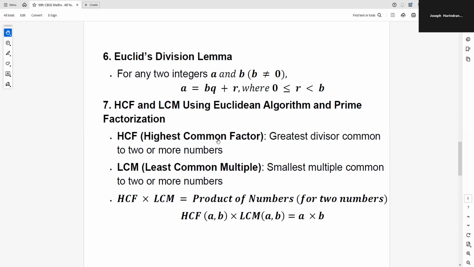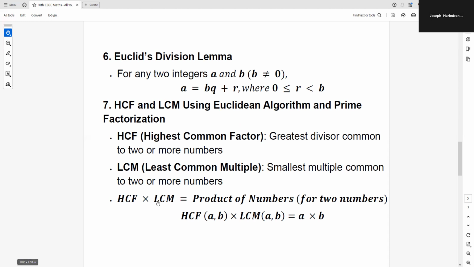HCF, highest common factor. It's also known as GCF or GCD, greatest common factor or divisor. Here, it is the greatest divisor common to 2 or more numbers. Then we have LCM, least common multiple: the smallest multiple common to 2 or more numbers, a number that is divisible by 2 or more numbers and should be the smallest.